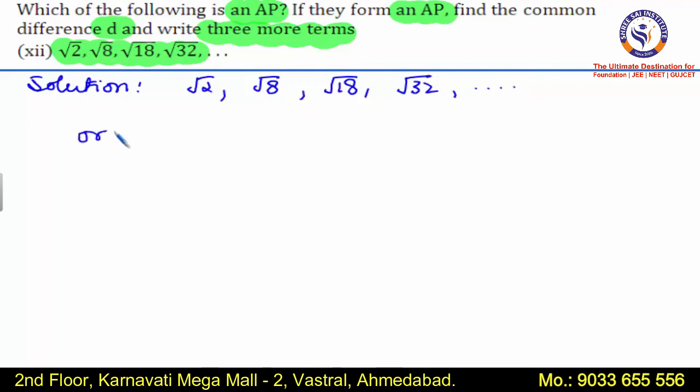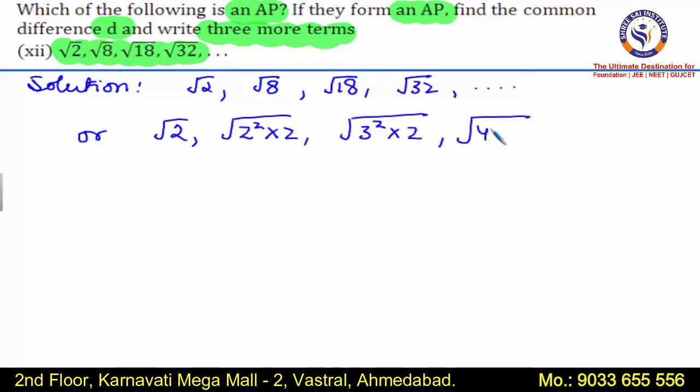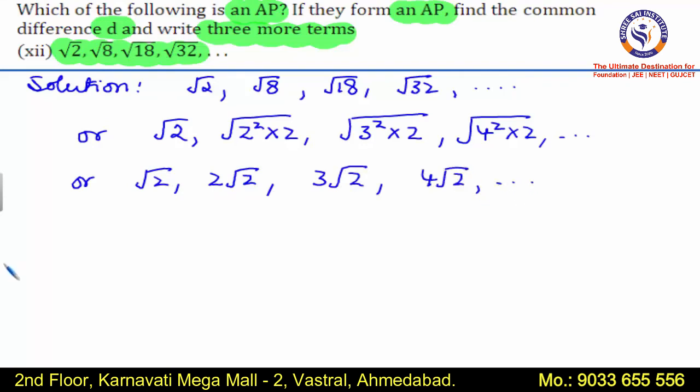The given list of numbers can also be written as root 2, root over 2 square into 2, root over 3 square into 2, root over 4 square into 2, and so on, or square root of 2, 2 square root of 2, 3 square root of 2, 4 square root of 2, and so on. Let us denote the terms of this list of numbers by a1, a2, a3, a4, and so on.